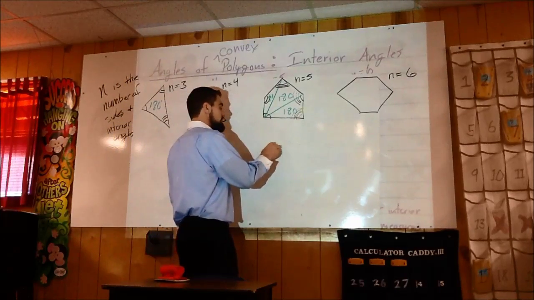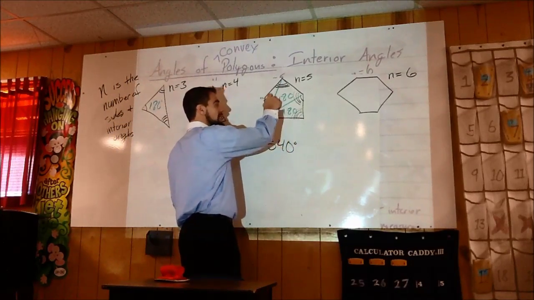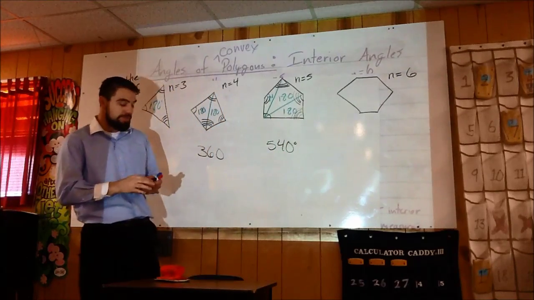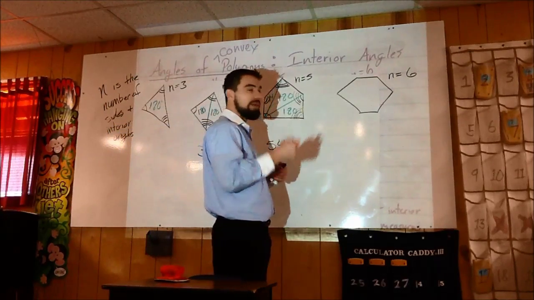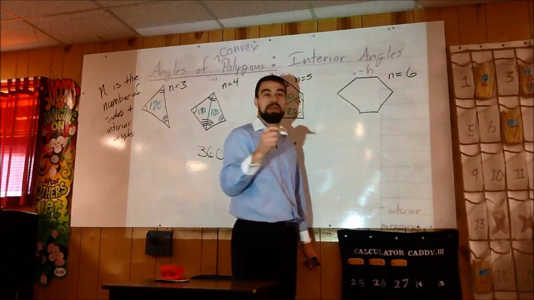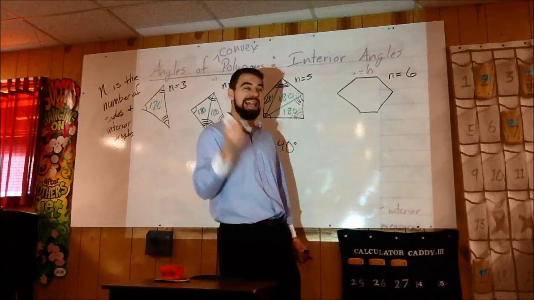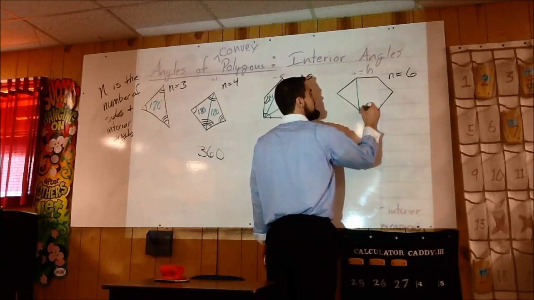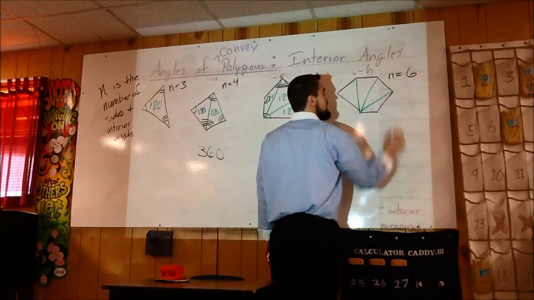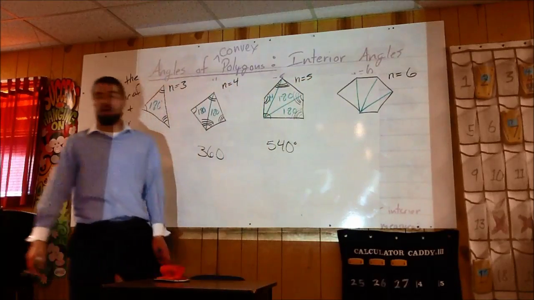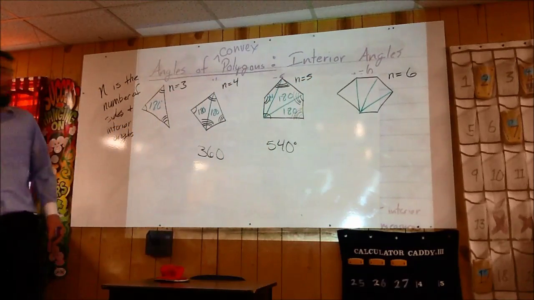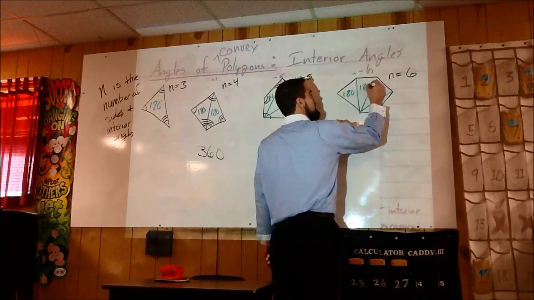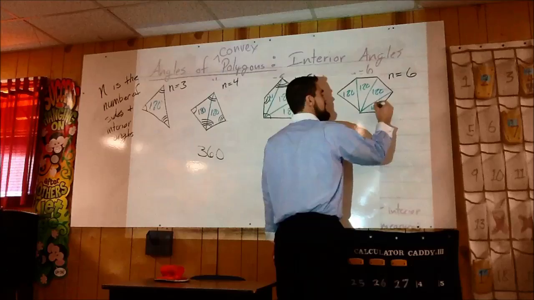What is it? 540. 180 plus 180 plus 180 is going to give us 540. Let's do the same thing for this hexagon, whatever yours looks like. Put your pencil on the bottom most left vertex, and then connect that one vertex to the other vertices. You should be drawing 3 segments this time, breaking up this hexagon into how many triangles? 4.